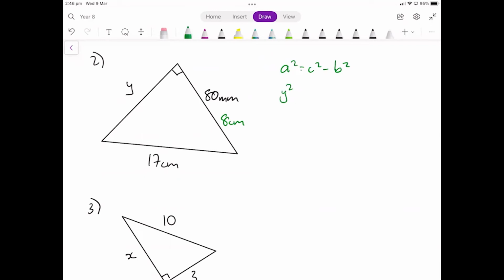We write our formula, a squared equals c squared minus b squared. That means y squared equals 17 squared take away 8 squared. This gives us 225. So y is the square root of 225, which is 15. And once again, we need our units, which is centimeters.